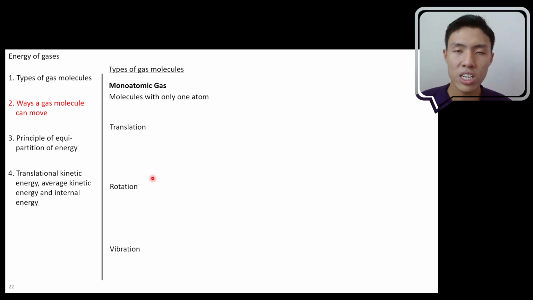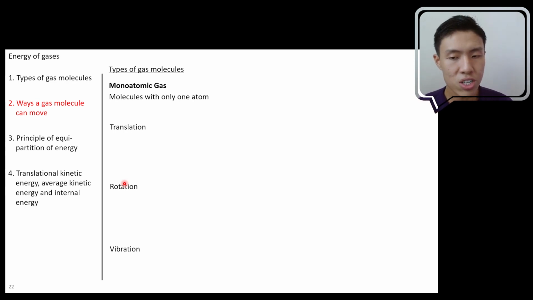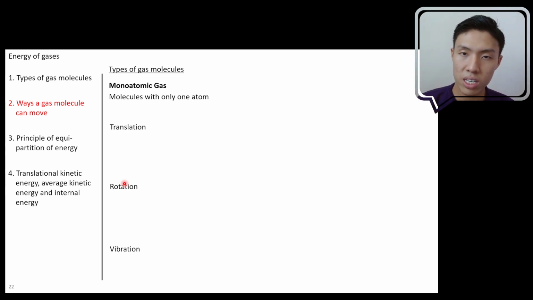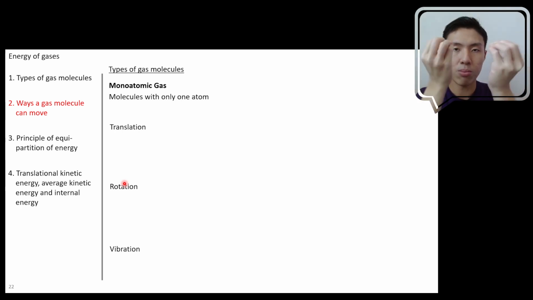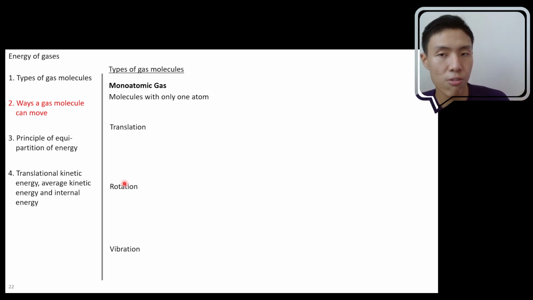Rotation is basically what you learned in chapter 6, rotation of rigid body, which involves an axis of rotation and an object moving around the axis of rotation. That is rotation. Vibration is similar to what you learned in oscillation in chapter 7. Vibration is basically a periodic motion with a specific relationship. Periodic motion is motion that happens regularly over a certain period. It happens regularly, so these are called vibration.